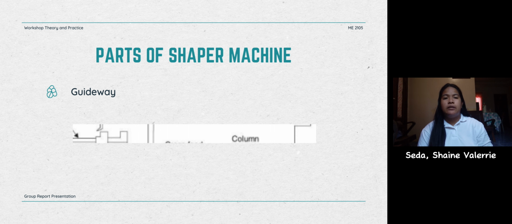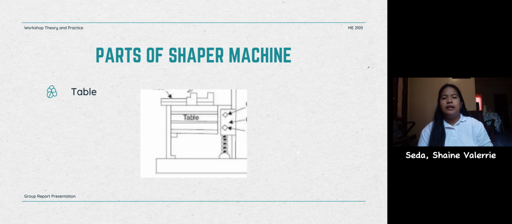Guideways. Two guideways are present at the top and side of the column. The ram moves on a guideway present at the top of the column, while the table moves up and down in another guideway present at the edge of the column.